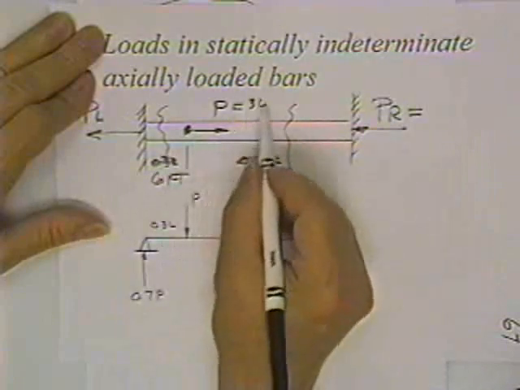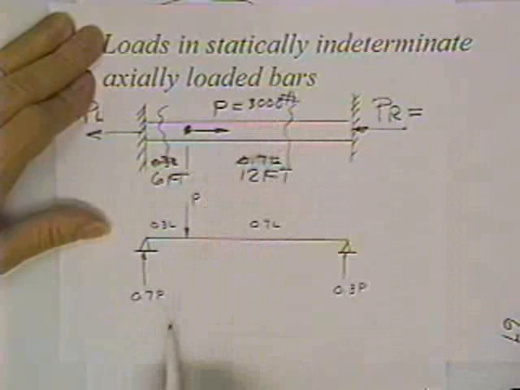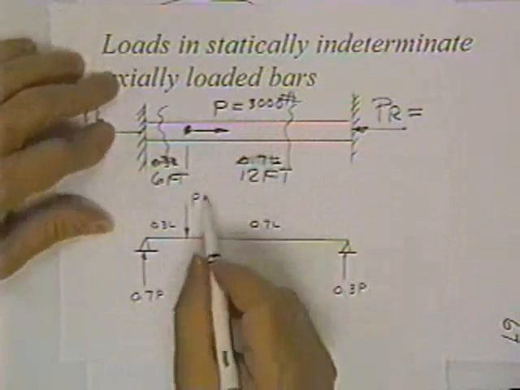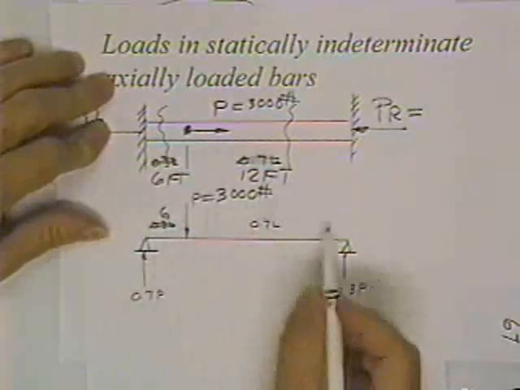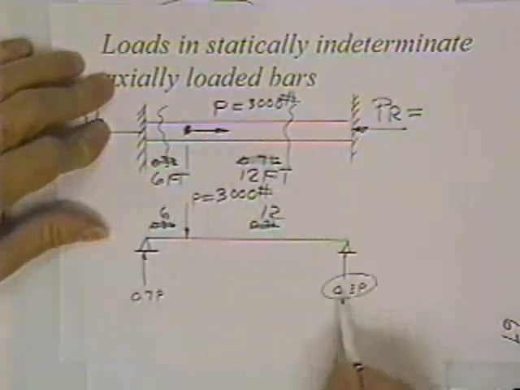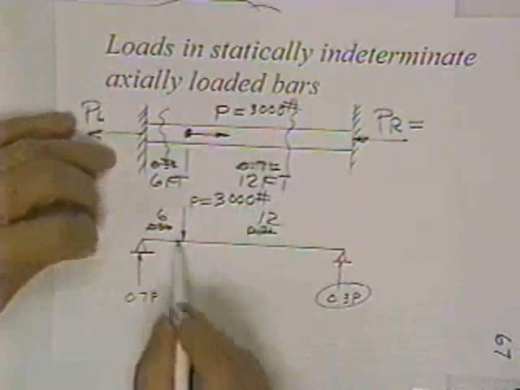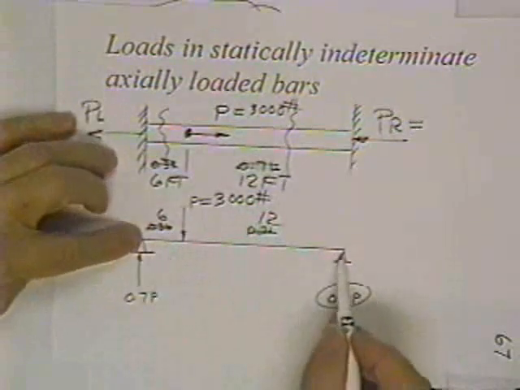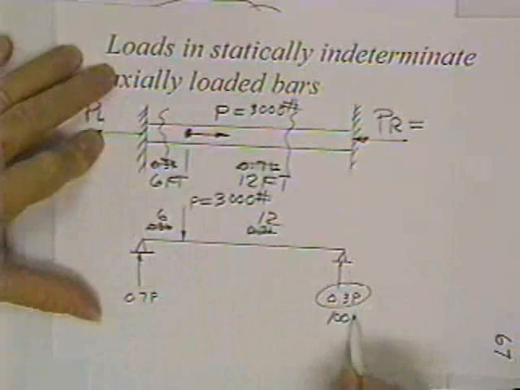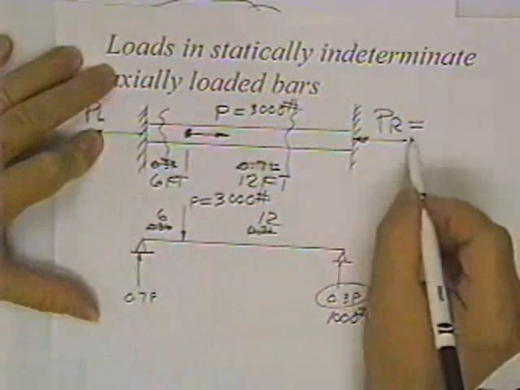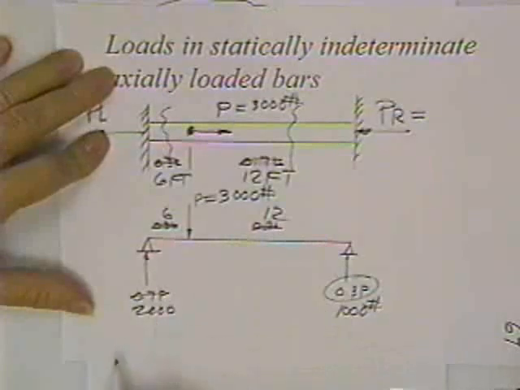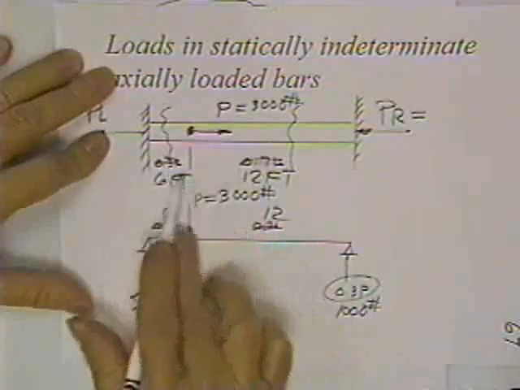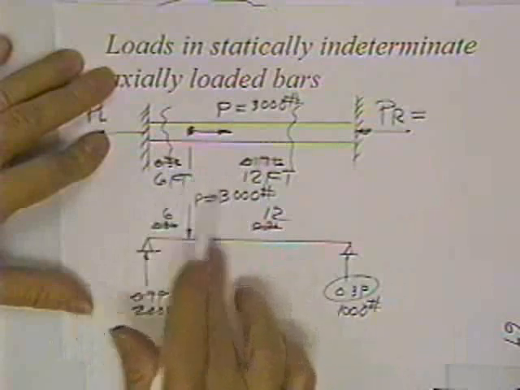and this is 3,000. It's really nice to know that you can just put 3,000 pounds on a simply supported beam, make that 6 feet, make that 12 feet, and solve for that reaction. 3 times 6 divided by 18, and the answer over here is 1,000 pounds. Bingo. And if that's 1,000, this is 2,000. You'll notice I changed the percentages from 0.3 to 6 and 12.